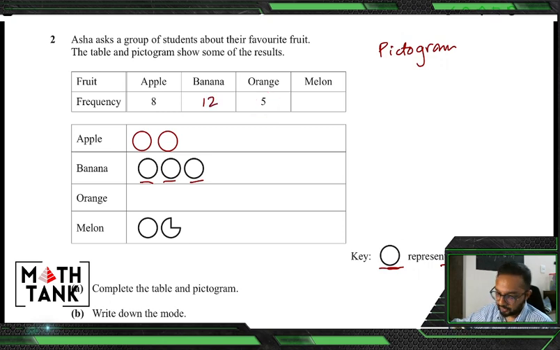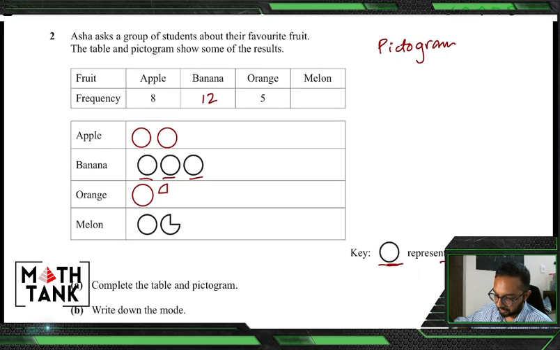Orange has 5. So I need to draw 1 complete circle. And then I need to show 1 more person, which means that I will have to draw a quadrant. Now you can draw whichever quadrant you want, the one on the left, on the right, south, north, whichever one. And so you're going to draw like that. My circle is a bit smaller than it should be. Let me try drawing a little bigger. Okay, so that's 5 people. Then melon has 4 and I think 3 here, so 7.